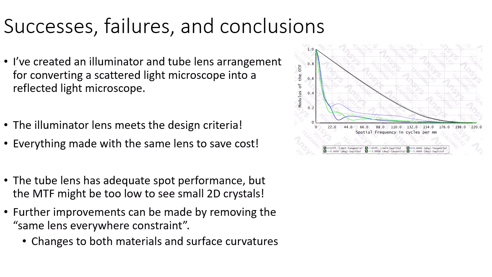And I think the first thing we're going to do is get rid of the same lens everywhere, and then it allows us to change materials and surface curvatures, and we can really get some good lens bending in there.